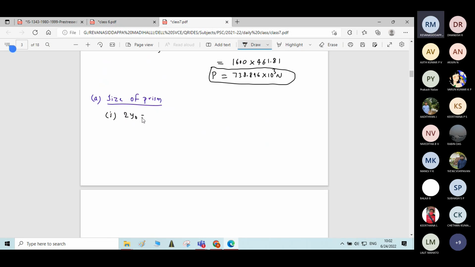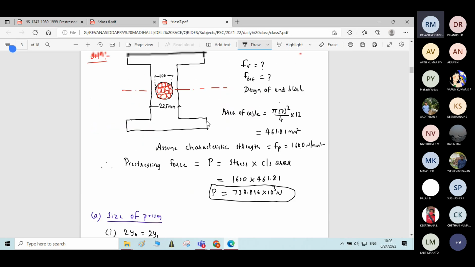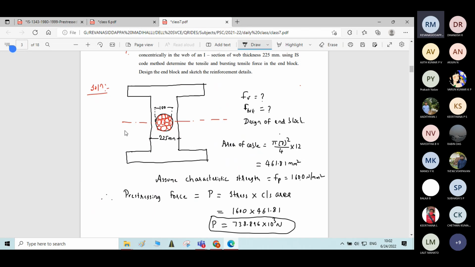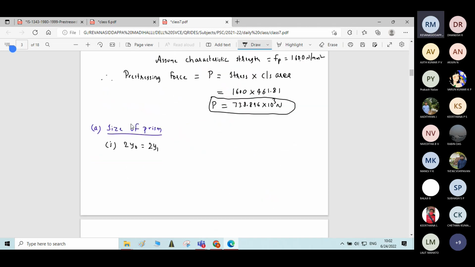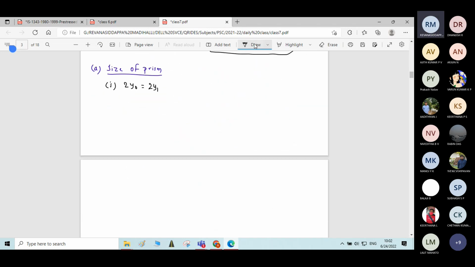2y0 is equal to 2y1, where y1, as I said, is nothing but the distance of the nearest extreme fiber from the tendon. This y1 is not given in the problem. Then if it is not given, leave it. In the bracket you can write y1 is not given.